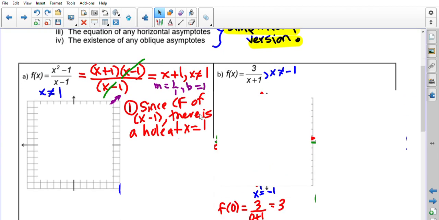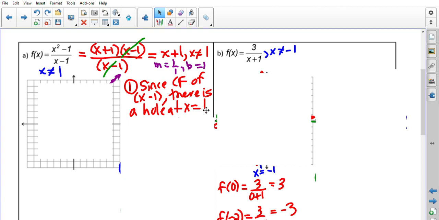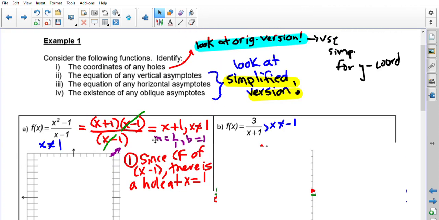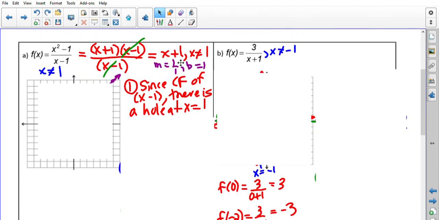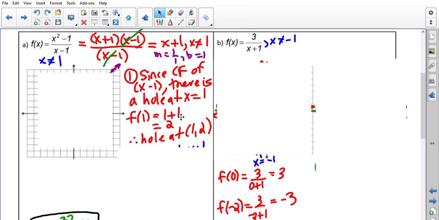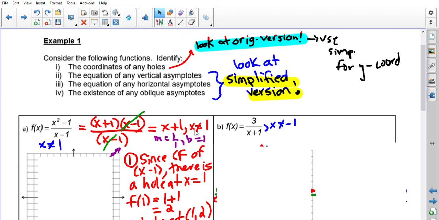Okay, so when I want to find the corresponding y value, that's when you have to sub it back into the simplified form. So if you want to add at the side here, we're going to use simplified for the y coordinate. All right, so that means I am going to sub in x equals 1 into this simplified form here. Okay, so that's x plus 1, so that's going to be 1 plus 1. So that means I get a hole at x value 1, y value 2. Okay, so I've answered part 1.